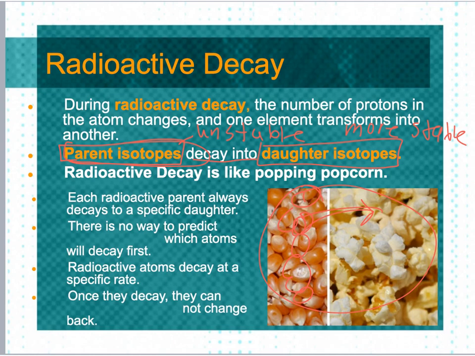So radioactive atoms decay at a specific rate. This is the key here. So make sure you write this, highlight it, underline it, whatever you need to do. This is how radiometric dating works. Radioactive atoms decay at a specific rate. So if we can measure that rate, and we use a little bit of what we call uniformitarianism, we think that if they keep decaying at this rate over time, and they have always decayed at this rate, then we can count backwards. We'll look at how they do that, because once they decay, they cannot change back.